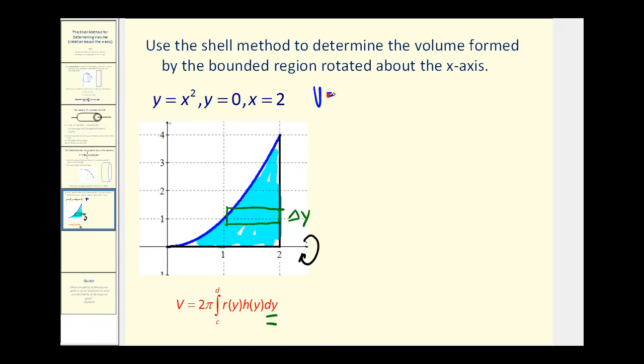Our volume is going to be equal to 2 pi times the definite integral from c to d. Now the limits of integration must be in terms of y. So even though the x interval is from 0 to 2, we want the y interval, which will be from 0 to 4.